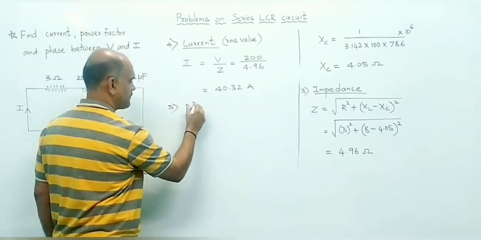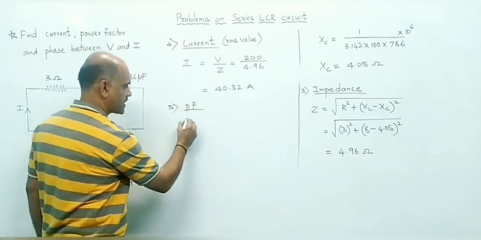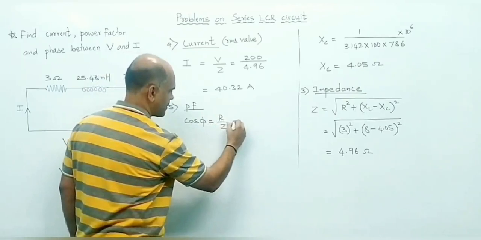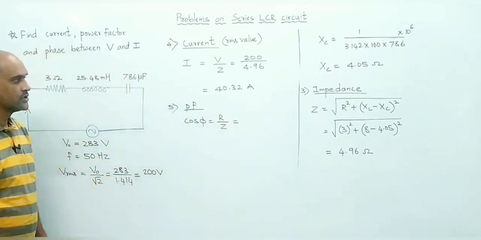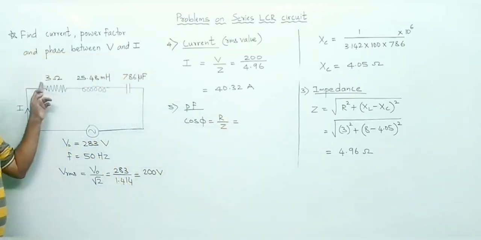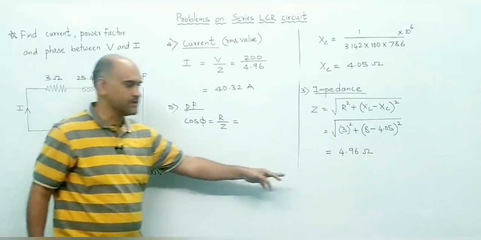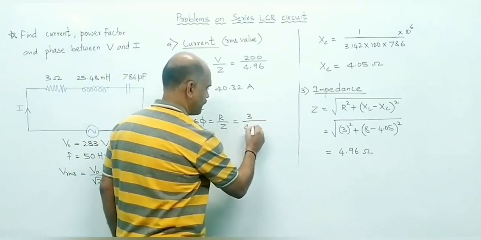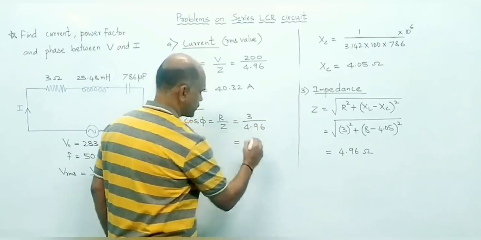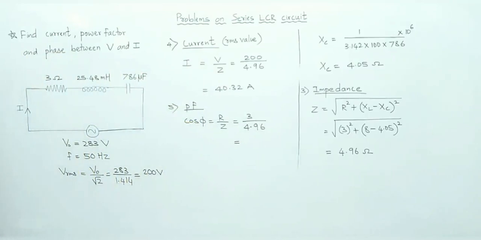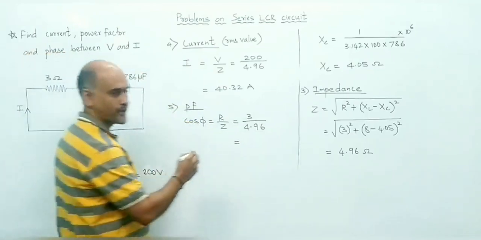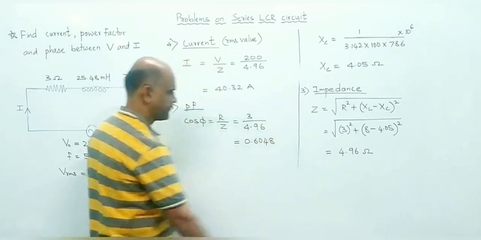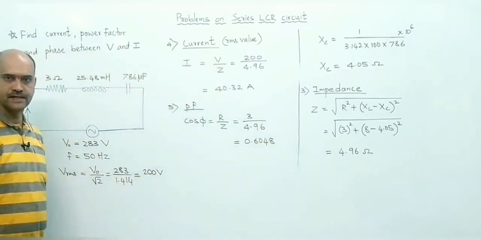Then fifth, power factor. Power factor is given by cos phi. Cos phi is nothing but R by Z. R is 3, Z is 4.96. So 3 divided by 4.96. If you divide, you will have power factor as 0.6048. Again it is unitless.